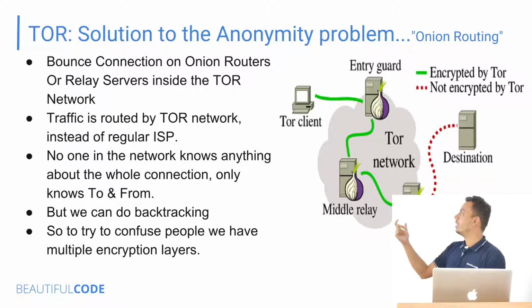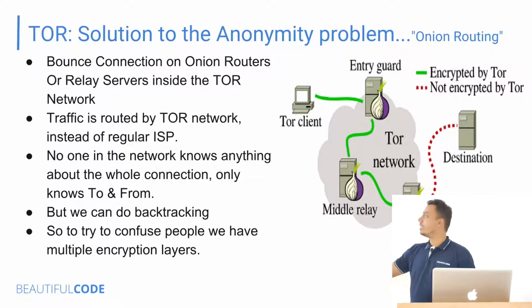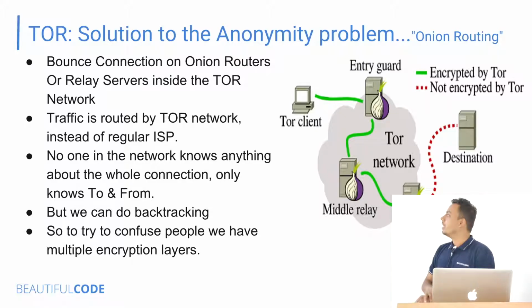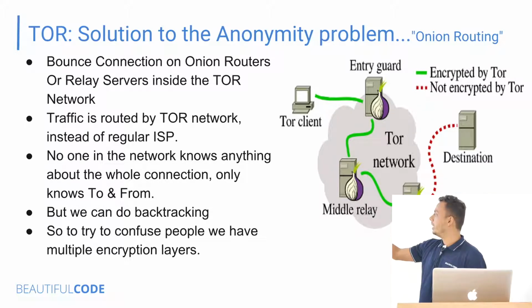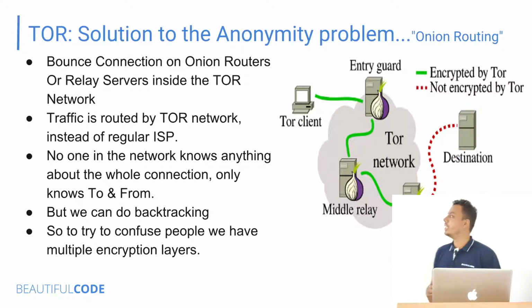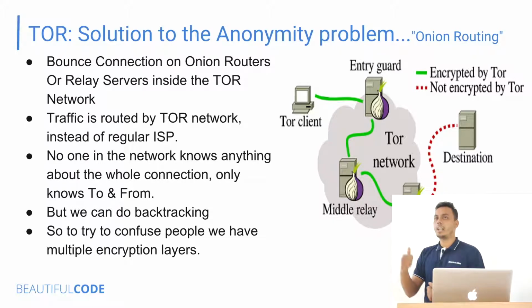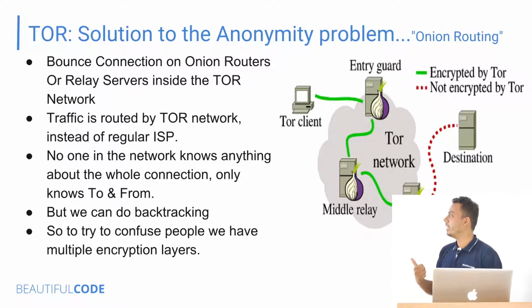So what Tor does is, Tor has its own network, and in that network there are relay servers. Tor bounces your connection off any 3 relay servers. There is an entry guard server, then a middle relay server, and then the exit server. The property of these relay servers is that no server knows about the entire circuit. It only knows where the traffic is coming from and where it has to redirect.